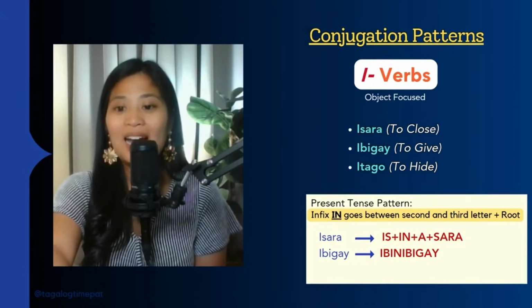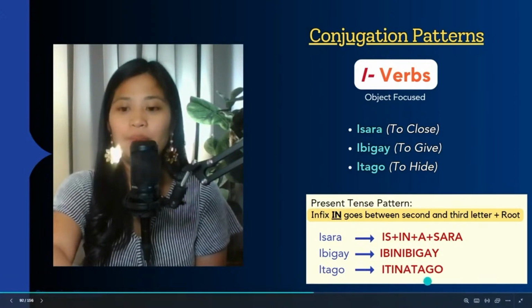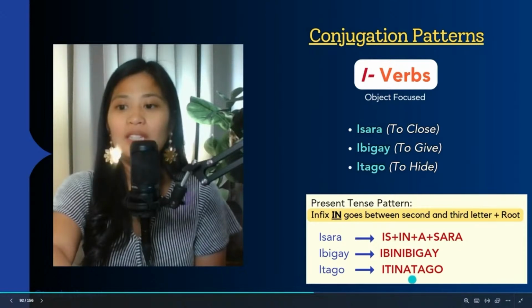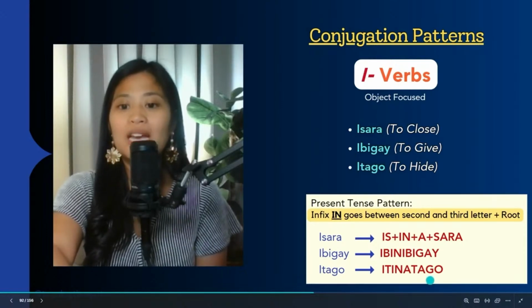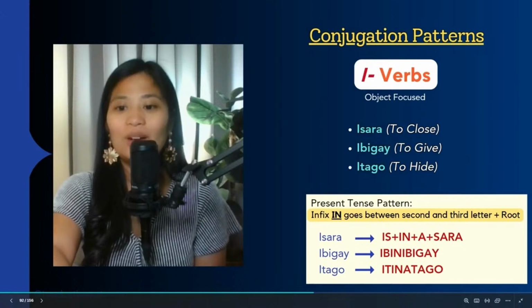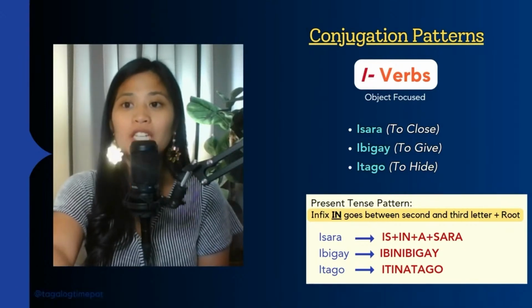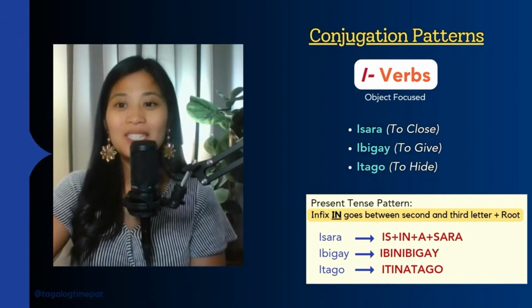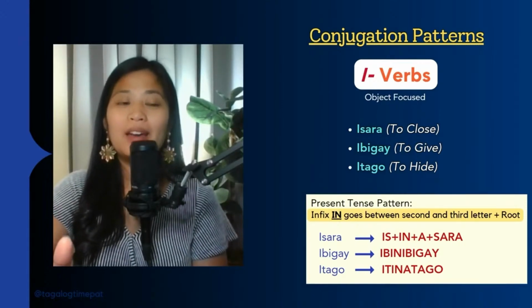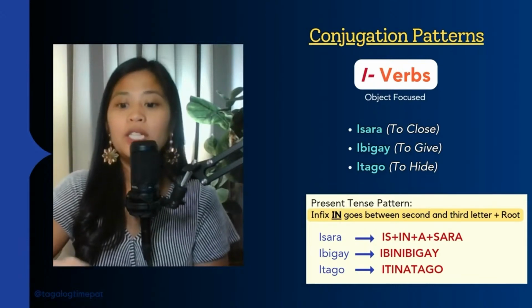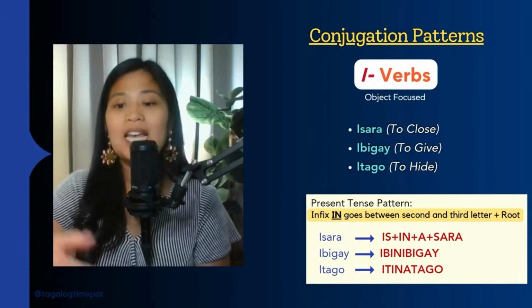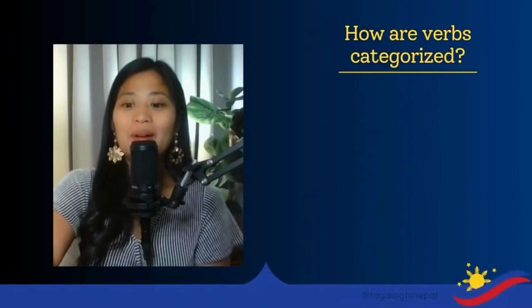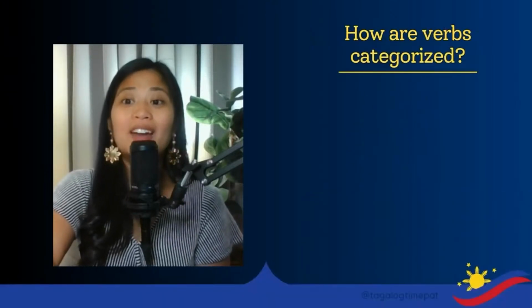Lastly, itago, to hide, in the present tense will be itinatago. The in just goes between the second and third letter, and then the root goes at the end. All right, so those are the conjugation patterns for the 5 different types of verbs in Tagalog. So as you can see, there are some similarities among the patterns. You just kind of have to figure out what type of verb it is and then go from there. So I always get asked, how are verbs categorized?